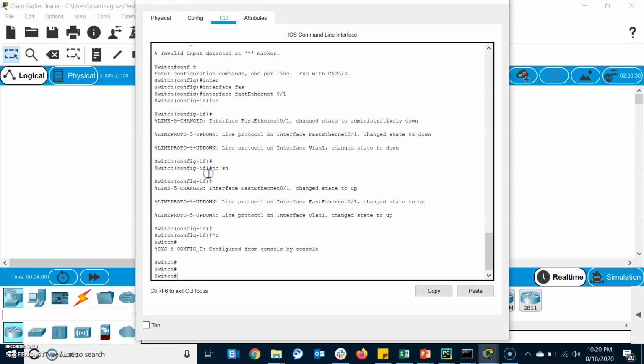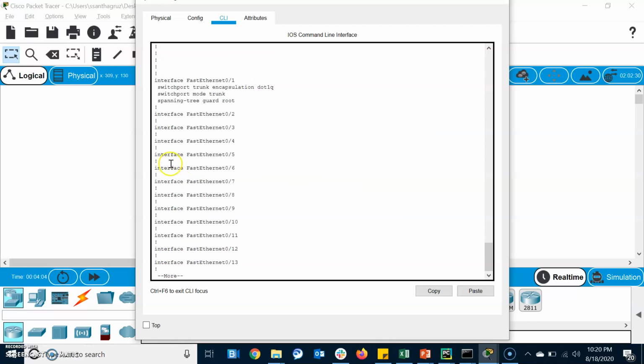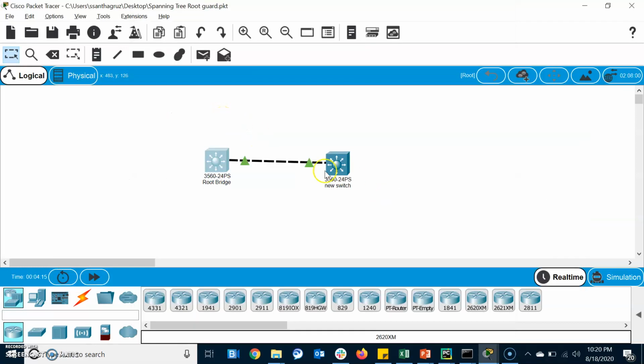So let us go to the root switch configuration, show run. So you can see the configuration here. I have connected with the trunk link and the trunk mode, followed by spanning-tree guard root. This is for enabling the root guard feature. The purpose of this feature is to prevent any switch from advertising a better BPDU and to prevent any other switch from becoming a root switch again.